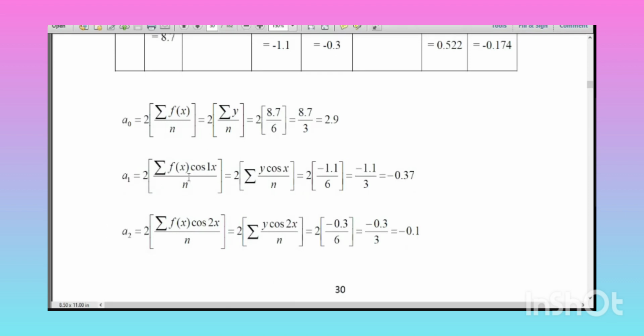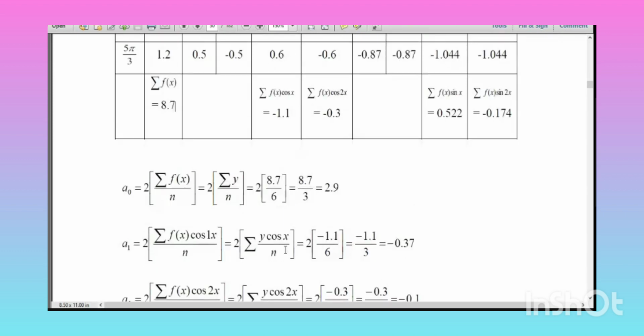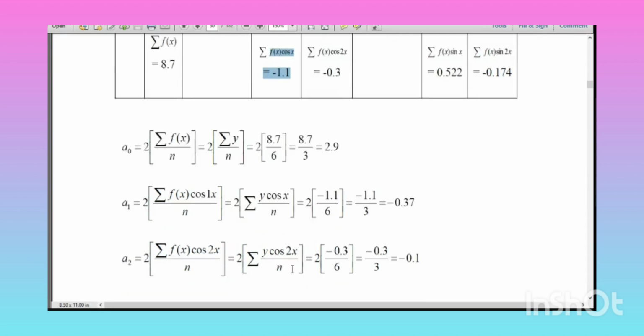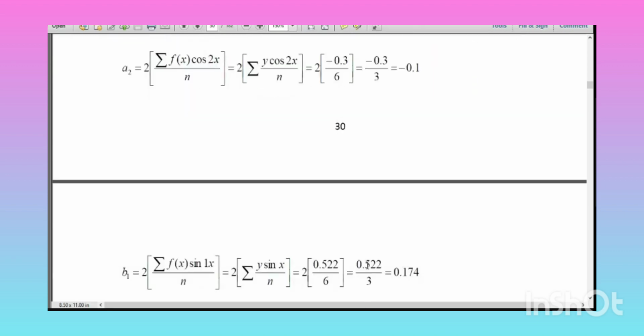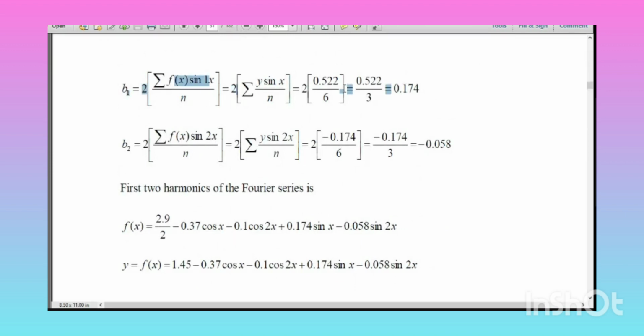a1 is equal to 2 into summation f of x cos x divided by n. For n, you apply 6. Summation f of x cos x is minus 1.1, divided by 3. Next, a2: f of x cos 2x is minus 0.3, divided by 3. b1 is summation f of x sin x divided by n. b2 is summation f of x sin 2x divided by n. So a0, a1, b1, a2, b2. In this way you have to find all the Fourier constants. After finding these a0, a1, a2, b1, b2 values, substitute in the formula: f of x is equal to a0 by 2 plus a1 cos x plus a2 cos 2x plus b1 sin x plus b2 sin 2x.